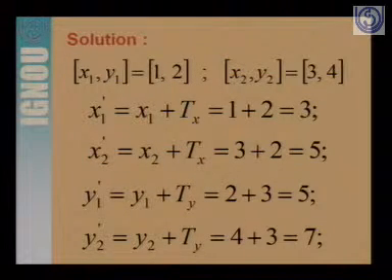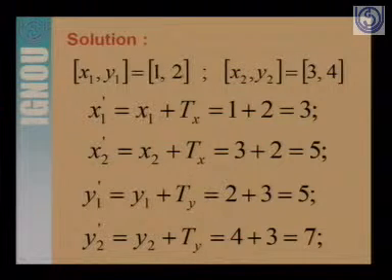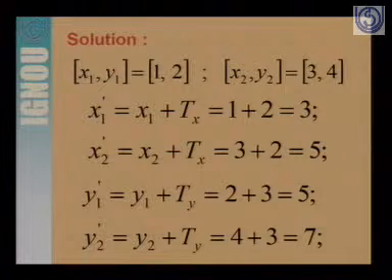This is very simple. Let us write down the coordinates. Initial coordinates, that is x1, y1 is 1, 2 and x2, y2 is 3, 4. Since tx and ty are the translations in x and y directions, x1 dashed is equal to x1 plus tx, that is 3. And x2 dashed is 3 plus 2, that is 5. y1 dashed is the initial coordinate plus translation in y direction, that is 2 plus 3, that is 5. And y2 dashed is y2 plus translation in y direction, that is ty.